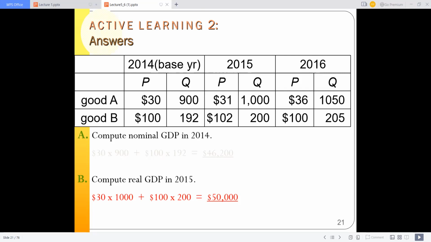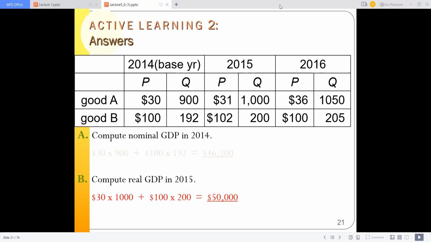So we come back to this 30, which is the base year price, and multiply by the quantity, 1,000. So you could see 30 times 1,000. The second one is the same thing: $100. We didn't pick the 102, so $100 times 200. We have $50,000. That is it.